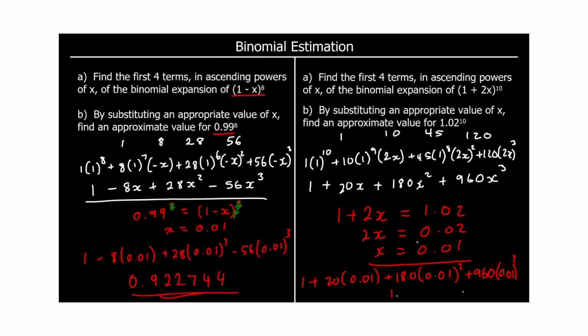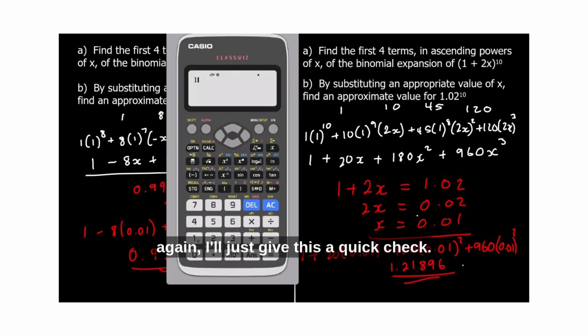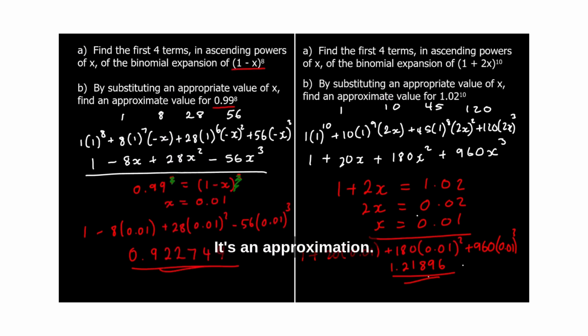1.21896. And again, I'll just give this a quick check. So put in 1.02 to the power of 10, and we've got 1.21899, and then it's slightly different at the end. It's not going to be exactly the same. It's an approximation.